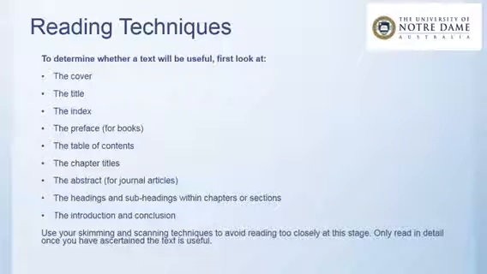You can look at the abstract if it's a journal article you're looking for. You can also look at the headings and subheadings within chapters or sections of a journal article. And finally, you can read the introduction and the conclusion. If you look at all of these things, you should be able to determine whether it is worth it to read the text in great detail and take notes. Use your skimming and scanning techniques to avoid reading too closely at this stage. You don't have to read in detail until you are sure the text is going to be useful for you.